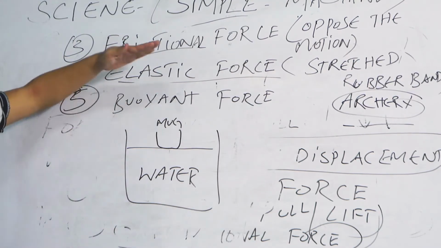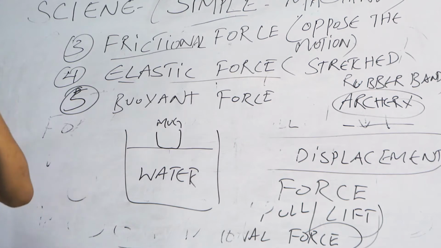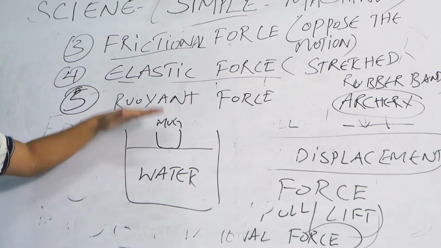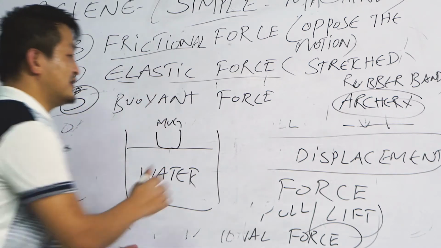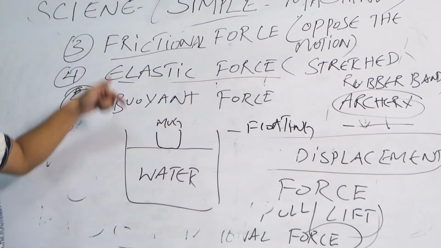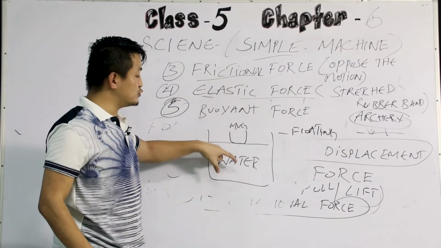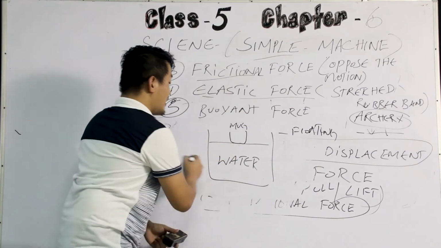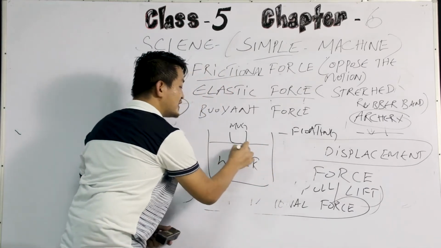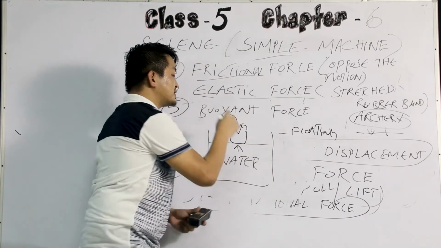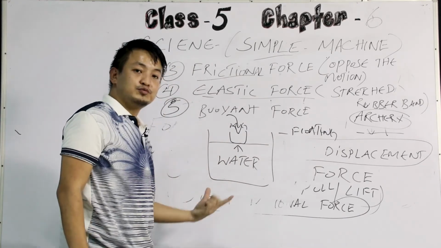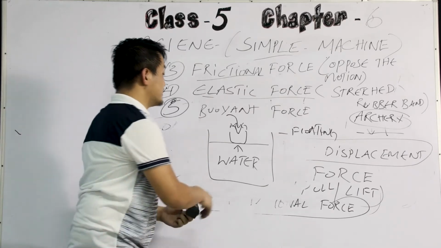Now, if you push this mug down, what will happen? This is a plastic mug or jug. Now this jug is floating, right? What you will observe is, if you push this mug downward towards the water, you'll get an upward push, an upward force from the water, right? Clear?